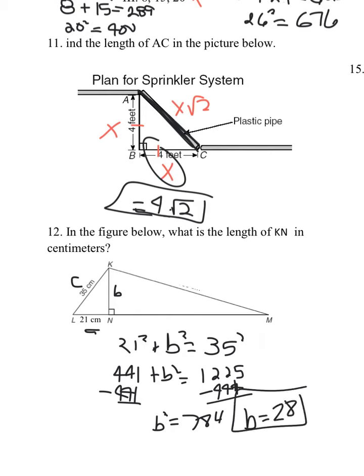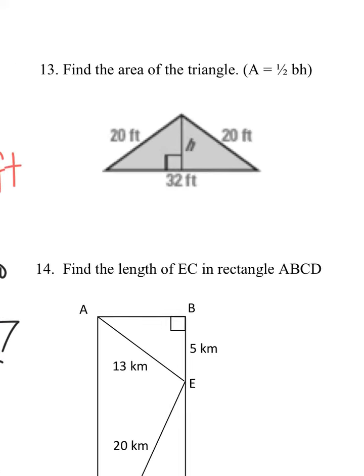Okay, there you go. 13, find the area of the triangle. Area is 1/2 base times height. So as far as the formula goes, you need base, you need height. The base is already given to you. It is the 32 feet. What you're going to have to find is the height. Because this is an isosceles triangle, and you draw that altitude, these will break up the 32 into half, 16, 16.